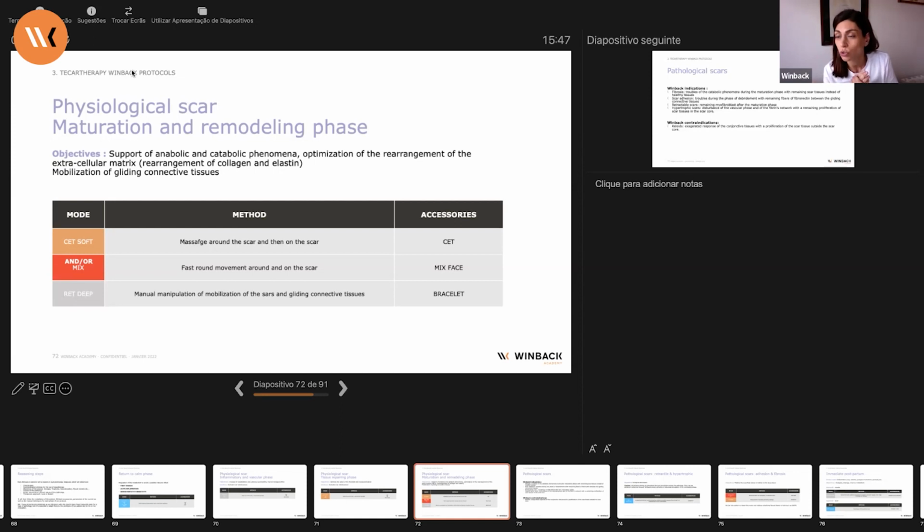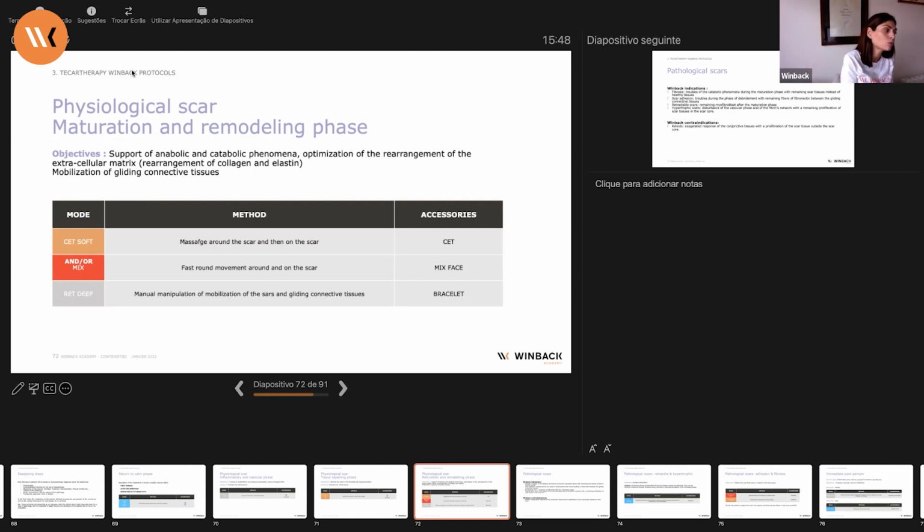Here we can use the 4 Hz stimulations, okay? Here it benefits us. So we start with the soft, like 30%, and we massage around the scar and on the scar, okay? In this phase, it's already closed. We don't have any infection issues. Then we work with the mix, with fast run movements on the scar to gain the alignment and to break the little fibrosis under it.